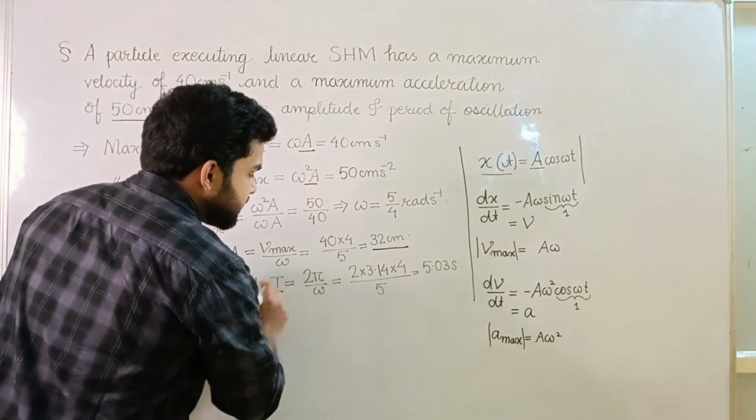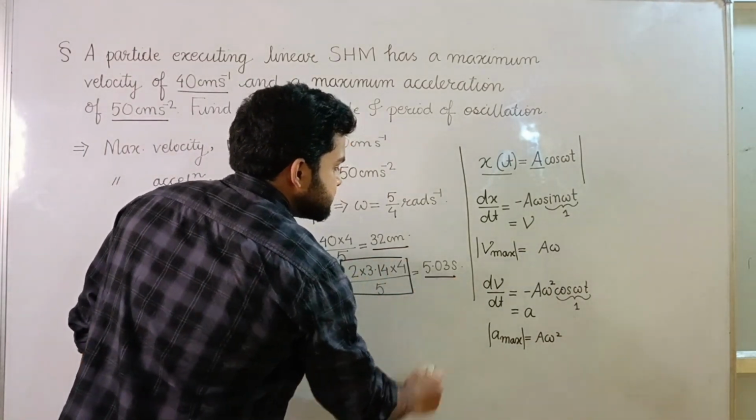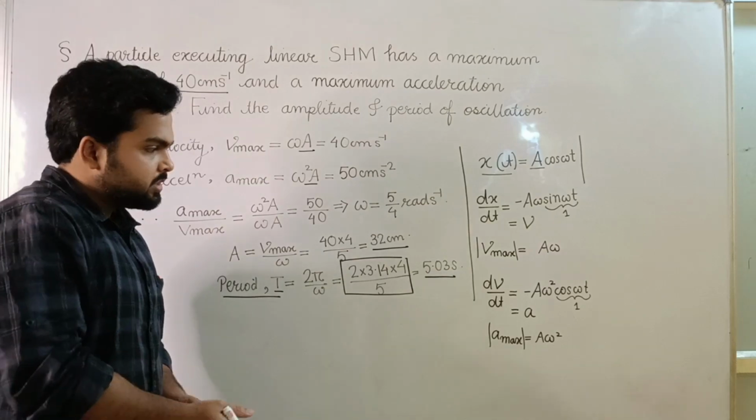Right, the formula is 2 pi upon omega. So just substitute the values of omega and pi, and this gives us 5.03 seconds. Okay, so thank you.